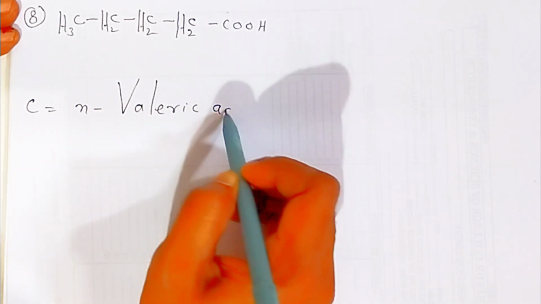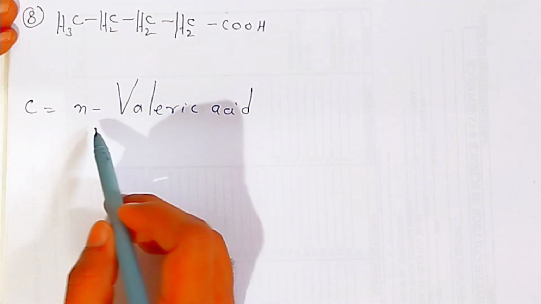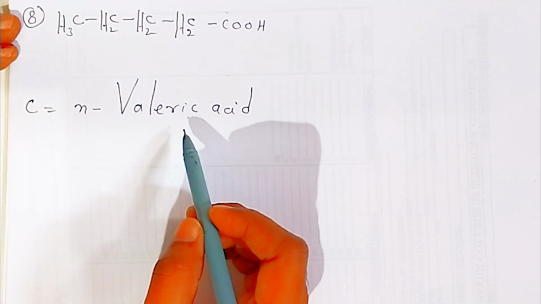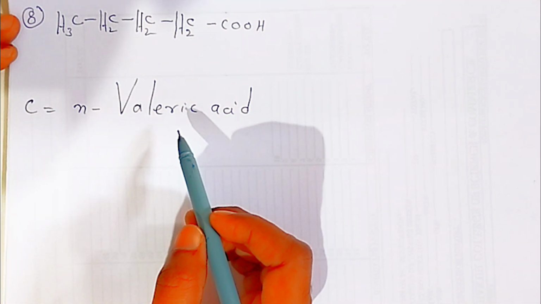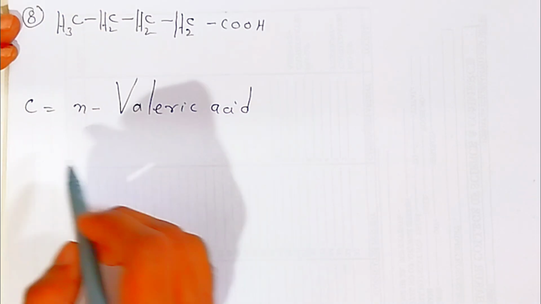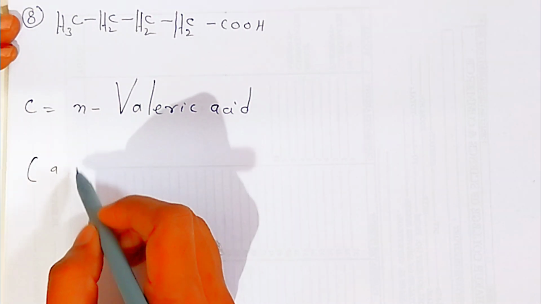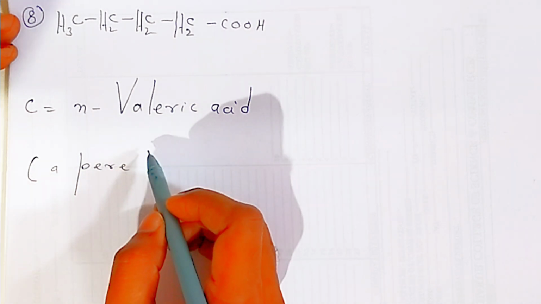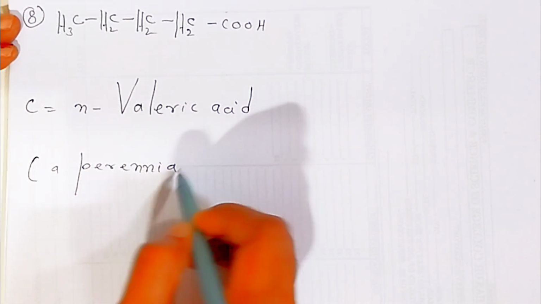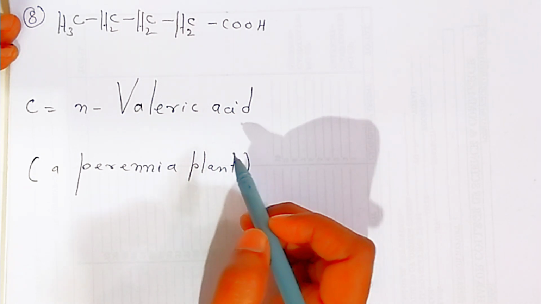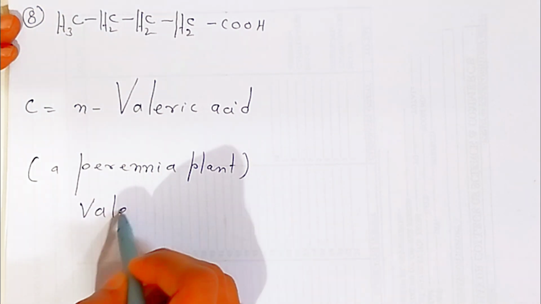If there is a 5 carbon acid, students, we call it n-valeric acid. Why is it called valeric, students? Because it is coming from a plant. A perennial plant is giving this acid; the acid always comes from a perennial plant. So that is also called valerian.